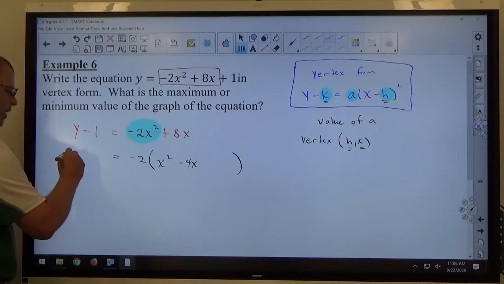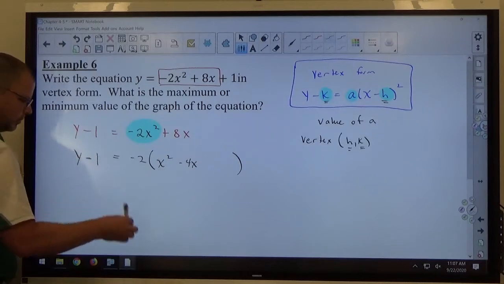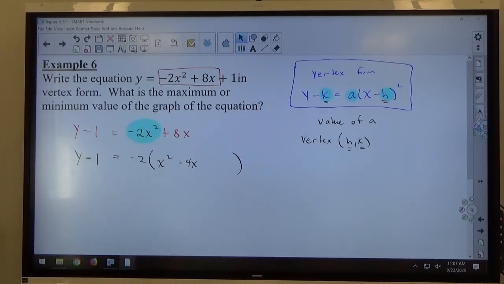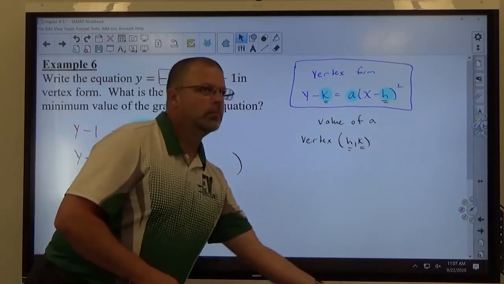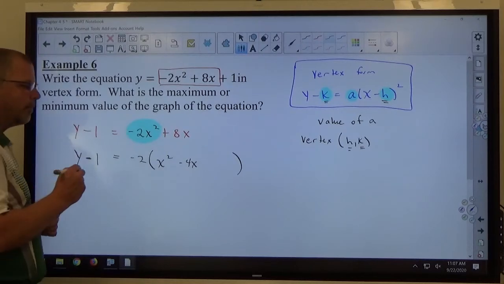That step has no effect on this side, so y minus 1 remains. Okay, now here's where it gets a little weird. If I was just doing a regular completing the square problem, what value is b currently? Negative 4. B is negative 4, right? And again, when we do b over 2, we pretend the sign's not even there. So 4 over 2 would be what? 2, and then 2 squared would be what? 4. So I'm going to add 4 right here.